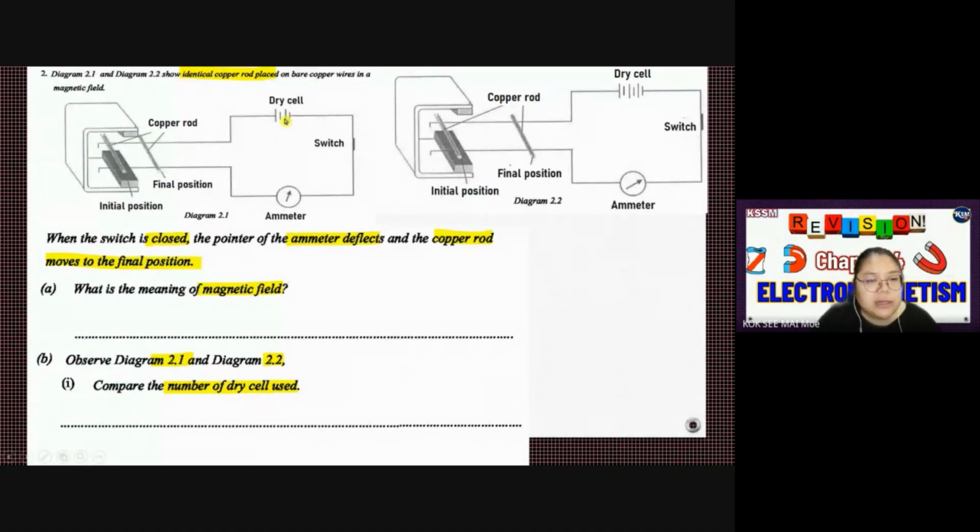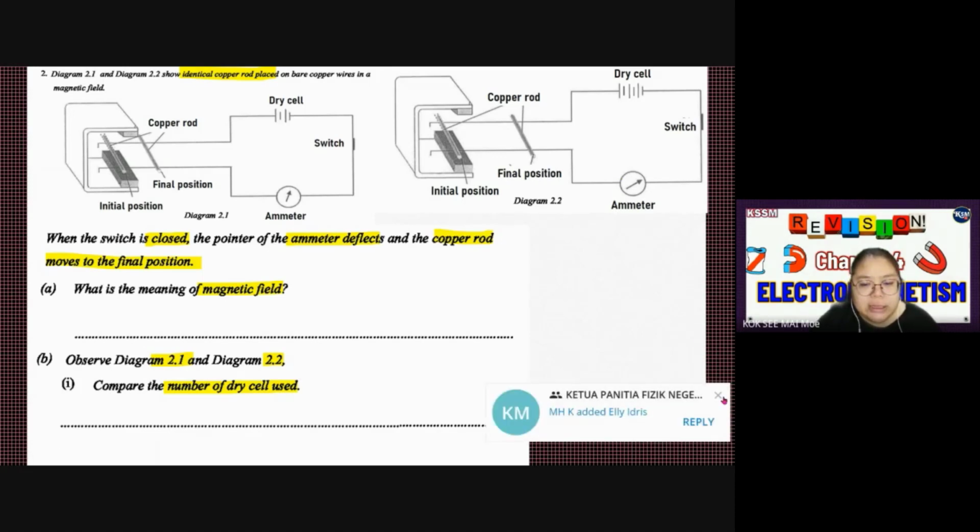First one, I find the battery is different. In 2.2, the battery is more. Number 2, I find the distance the copper rod moves. In 2.2, the copper rod moves further. From the origin it is the same. After that, they move further. Number 3, I find the ammeter reading is different. The ammeter reading is deflected more for 2.2, the angle is bigger. So from here we find these are the differences in diagram 2.2.